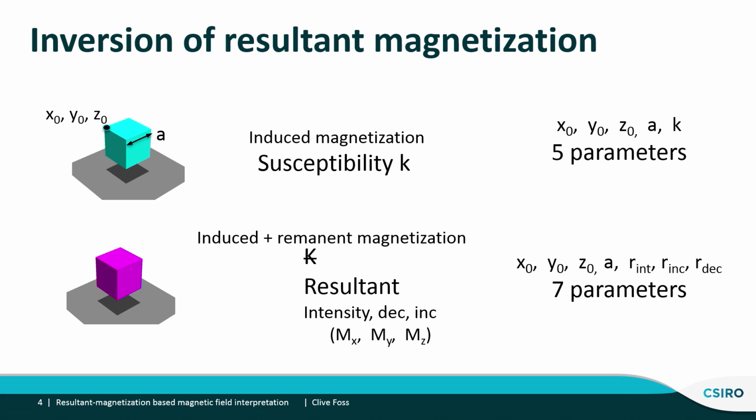In the inversion code, we've gone from 5 parameters to 7 parameters. That's no concern. We'll generally be running inversions with hundreds or thousands of parameters. We have a little bit of complexity of dealing with the angles, but not very much. So if we can run an inversion with induced magnetization, there is no big problem to running an inversion with resultant magnetization. It is not a big jump. It's a very small change to go from working with inversion of induced magnetization to inversion of resultant magnetization.